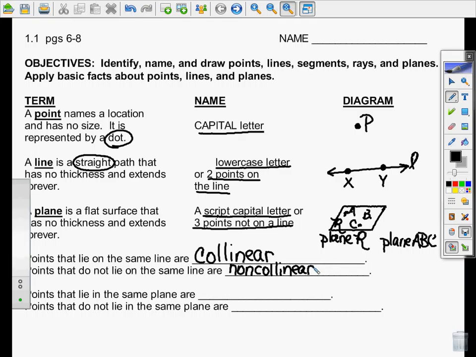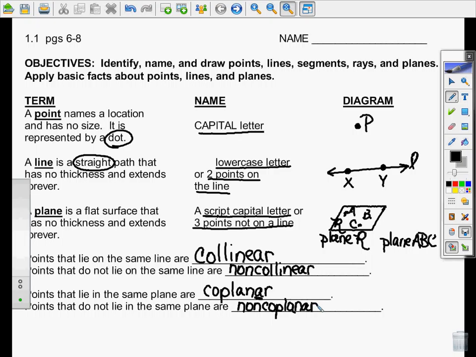And then finally, points that lie in the same plane, yep, you got it, coplanar. Okay, notice how I spelled that. At the end of plane, instead of ER, we're going to do AR, coplanar with an A. Notice that. I do want to point that out to you for precision. And then, of course, remember, how do we negate points that do not lie in the same plane? Yep, non-coplanar. Good job.